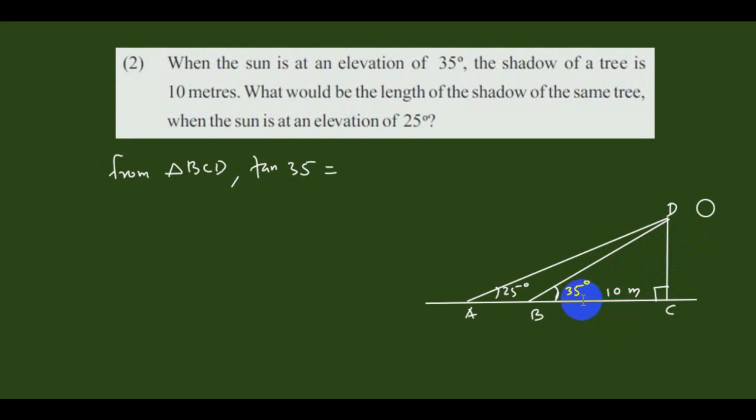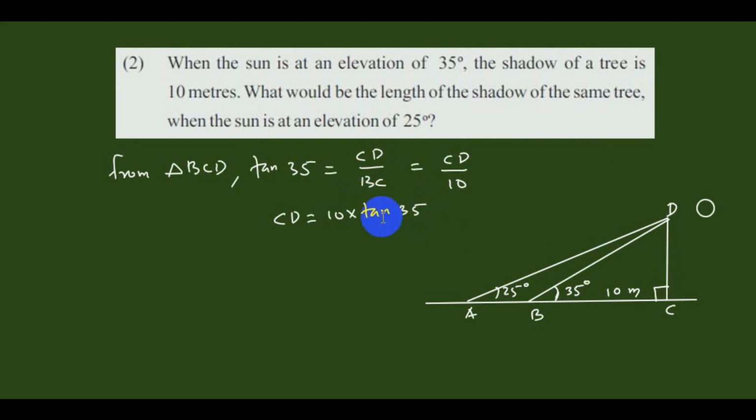The trigonometric ratio connecting the opposite side of an angle and the adjacent side is the tan value of 35 degree. When we apply tan 35, the CD will come in the numerator. That is the unknown thing, and so our option is right. CD by BC. What about CD? We don't know. What about BC? It is 10. Now tan 35 is equal to CD by 10. Then CD is equal to, cross multiply, 10 into tan 35. From this one we can write CD is equal to 10 into tan 35.